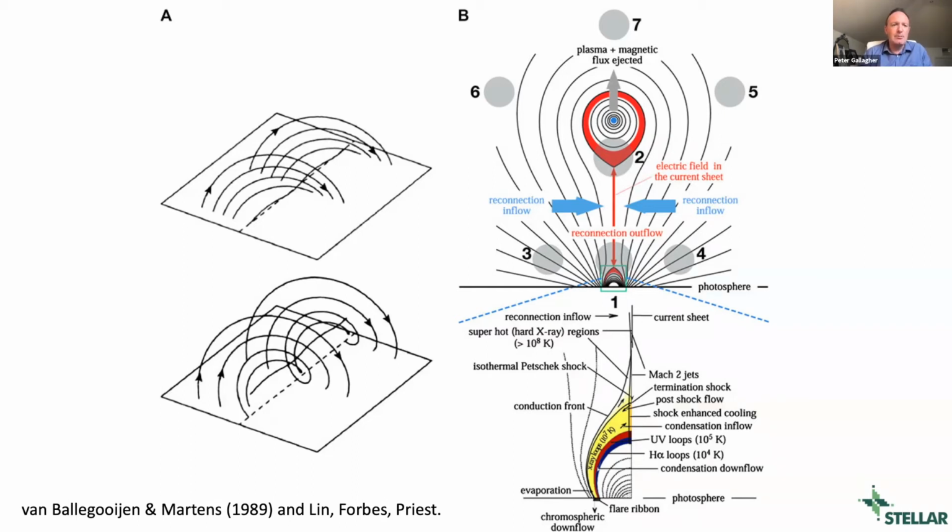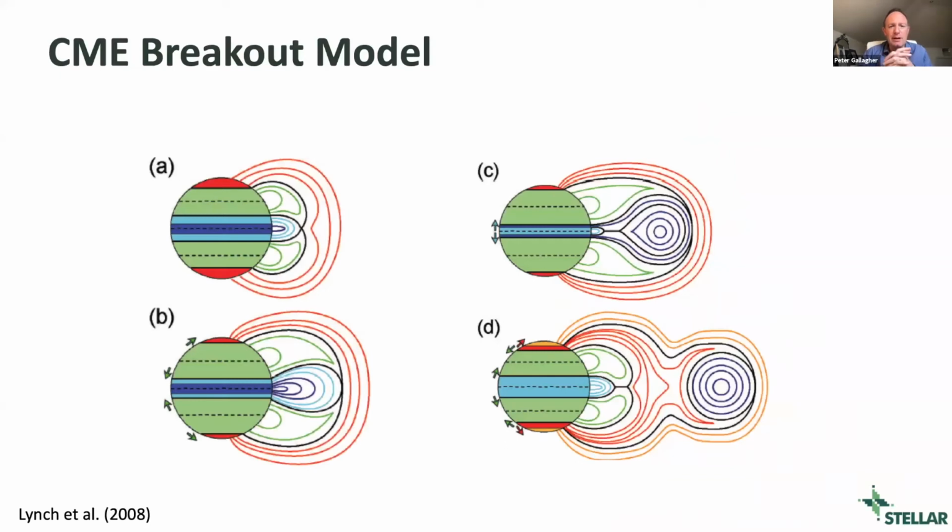I can't talk about eruptions without mentioning the CME Breakout Model. This was quite a revolutionary model. A more recent paper by Lynch et al. Well, Spiro Antiochos was the originator of this, in an ApJ paper, 1998 or something like that. But this is a paper by Ben Lynch in 2008, and it captures the essence of what this breakout model is.